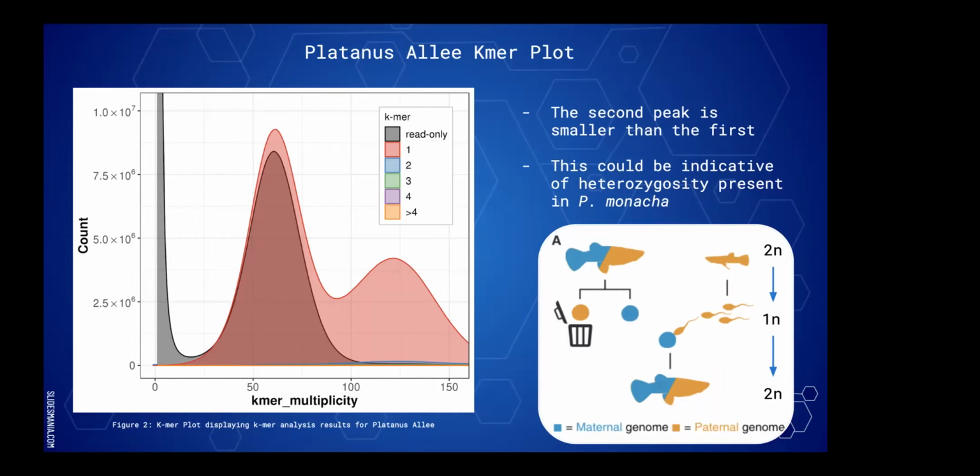P. monaca is a species that uses a hemiclonal method of reproduction. So that male genetic information is from a different species. And all that male information, based on previous studies, indicate that the male genome data is only used for reproduction and then later tossed aside.